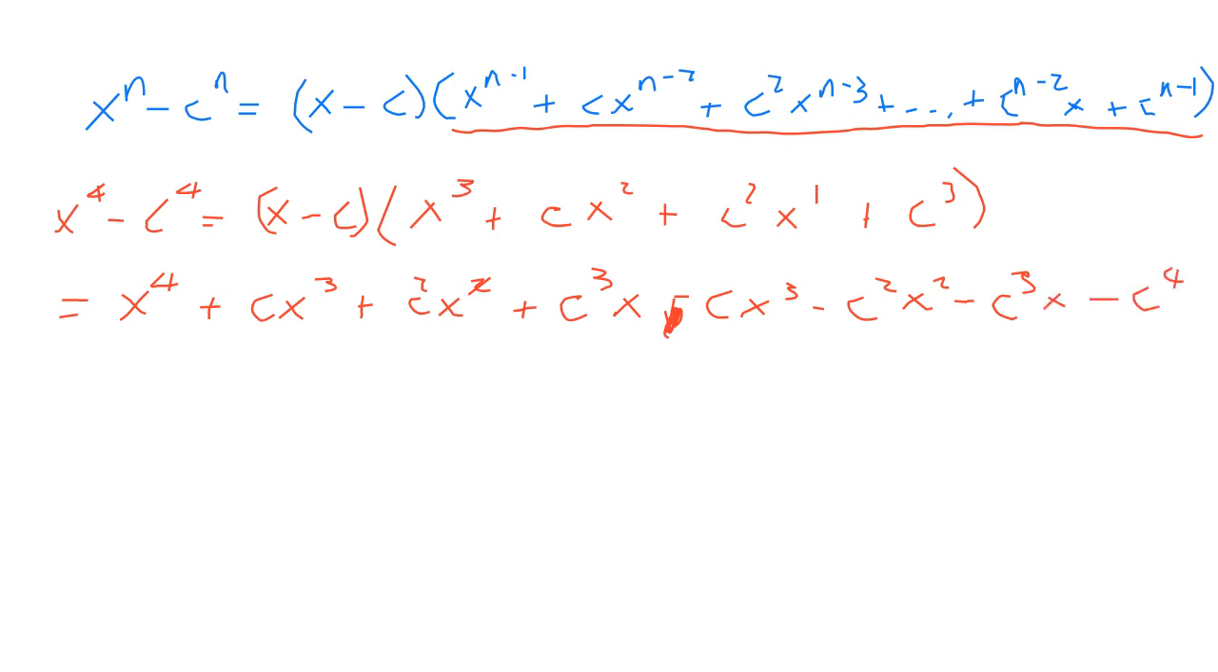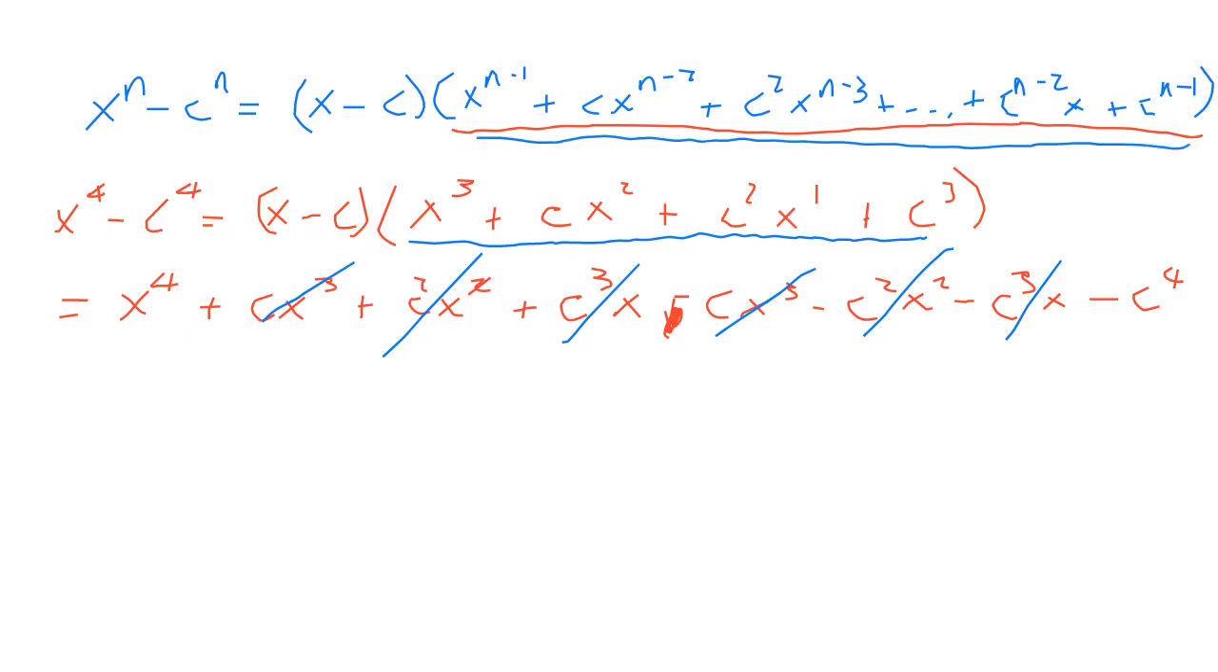What cancels now? There's a c x cubed here and a c x cubed here, a c squared x squared here and a c squared x squared here, a c cubed x here and a c cubed x here. So you see all of it is x to the 4 minus c to the 4. It works for any power. Remember I said the power was 4, and there are 4 terms in this second part. It's always going to happen. If the power is 5, you're going to have 5 terms in the second part. If the power is 7, 7 terms. If the power is n, the part underlined at the top is going to have n terms. Later, you're going to see why I mentioned that.